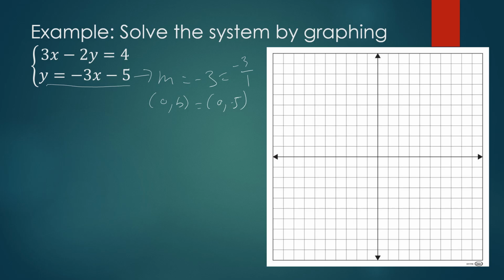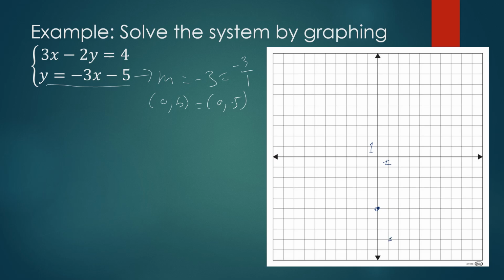I'll go ahead and draw this blue line. Now I'm going to have a scale of 1 for my grid, so every grid line is going to represent a unit of 1. So I'm going to plot (0, -5). So 1, 2, 3, 4, 5. Plot it right there. Now I'm going to use a slope of -3/1 to find another point. If I go down 1, 2, 3, and then over 1.